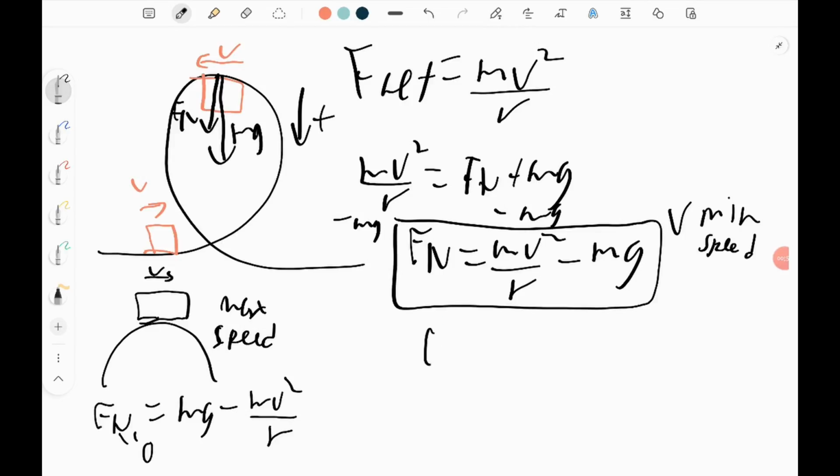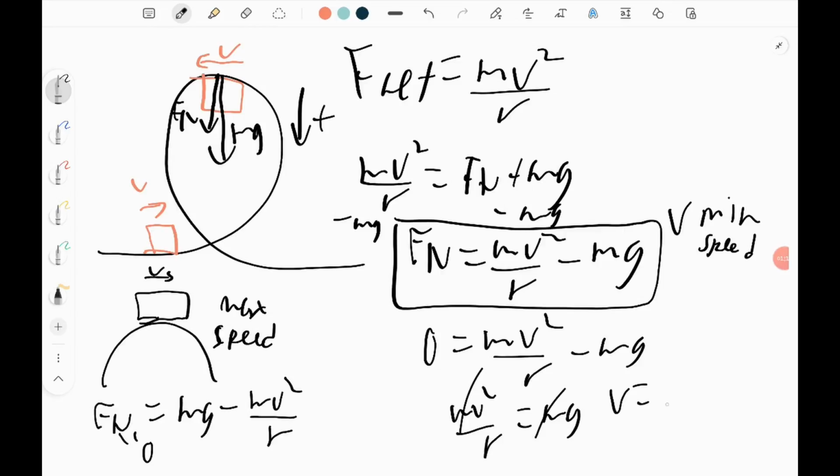And still we set the normal force equal to 0. So 0 equals mv squared over r minus mg. And if you do algebra like you did before, you'll end up with mv squared over r is equal to mg. And you can cross out m like before. And v is still the square root of rg. But in this case, v has to be greater than or equal to the square root of rg in order for the car to stay on the track. When you have a hill, v has to be less than or equal to the square root of rg in order to stay on the track.